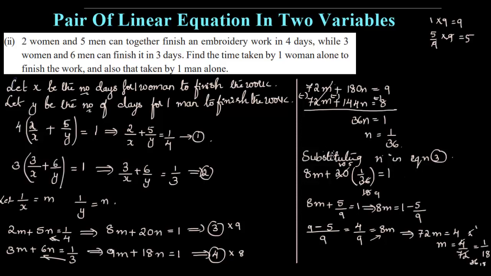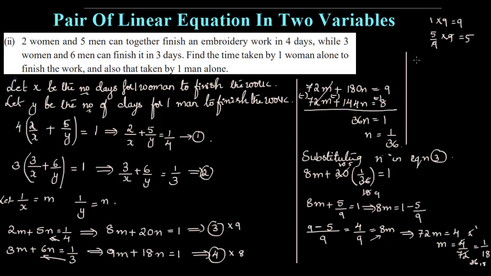Right? So this is nothing but you have got m and n, but I don't want m and n because I have assumed the number of days taken by one woman to complete the work as x, and the number of days to complete the work by one man is y. So we need to find the value of x and y. We don't want m and n. So how did we come to that point? By assuming 1 by x as m and 1 by y as n. So we need to just take the reciprocal now.